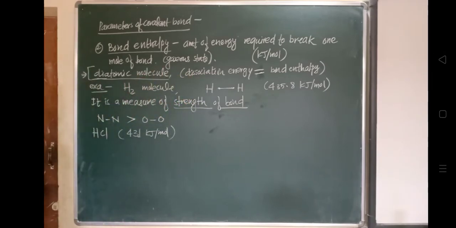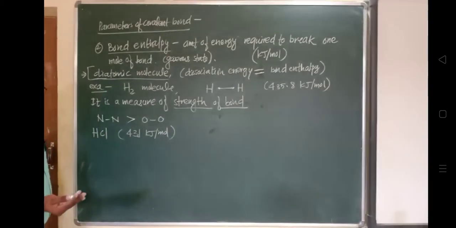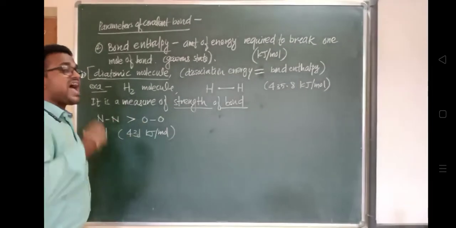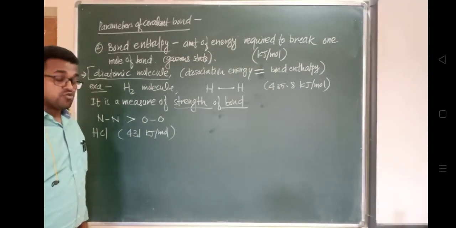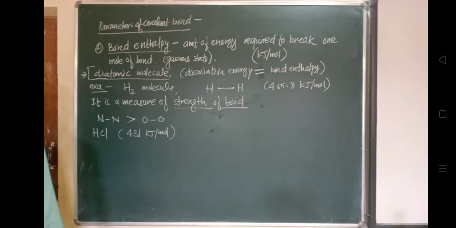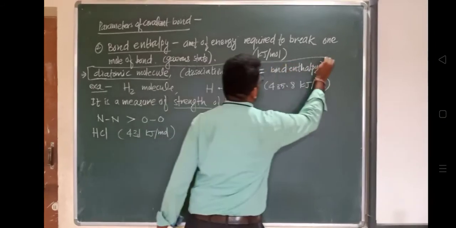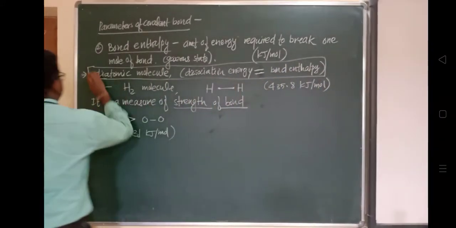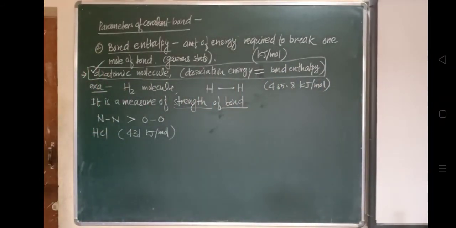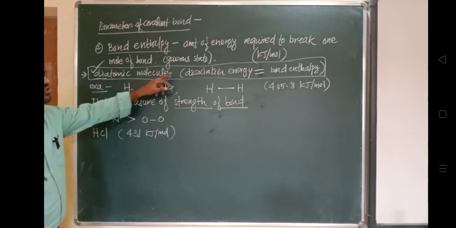So you have to remember this. Bond dissociation energy will equal bond enthalpy if it is a diatomic molecule, but not in case of a polyatomic molecule. For a polyatomic molecule, bond dissociation energy and bond enthalpy are different. That we are going to see. What is the difference? In case of a polyatomic molecule, the bond enthalpy and bond dissociation energy are not identical.